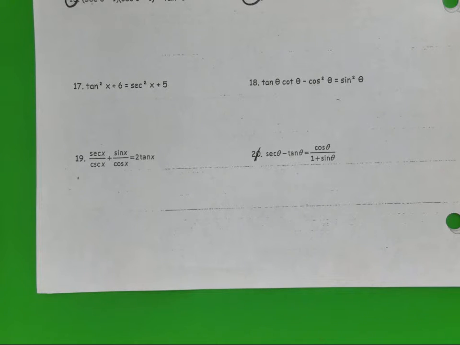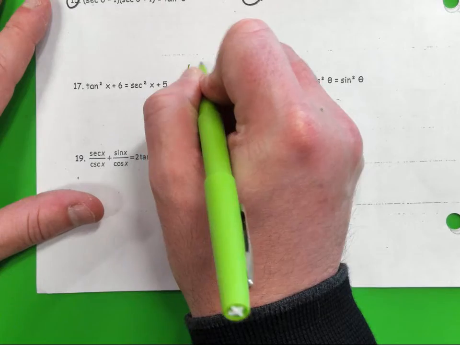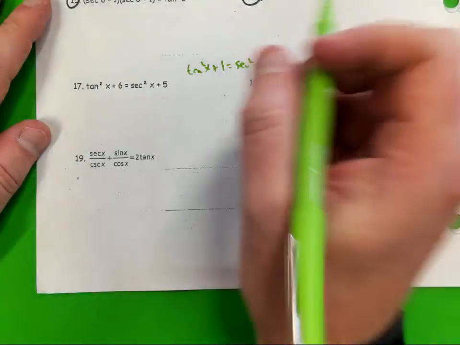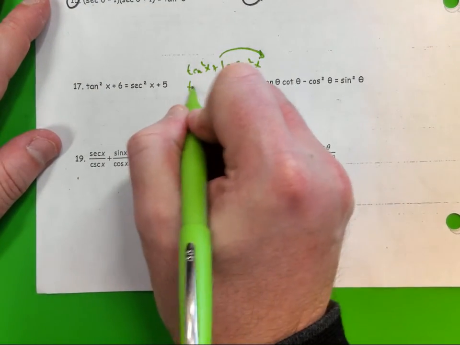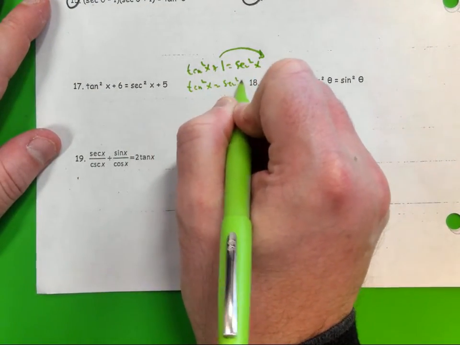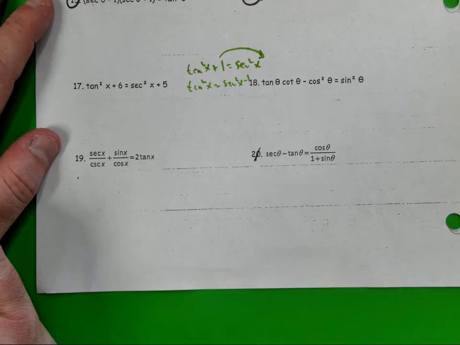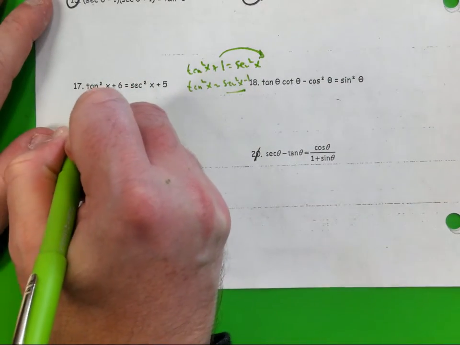Now, I would never be mean enough to give you one like this for all of it. Just think like this. I see tangent squared plus 6 equals secant squared x plus 5. Tangent and secant are related in a Pythagorean identity, aren't they? Okay? Watch this. I'm going to take this identity and move this over here, so tangent squared would be equal to secant squared minus 1. Do you see that? I'm going to take this and plug this in.